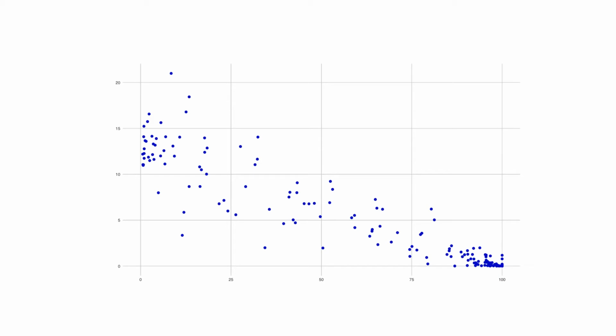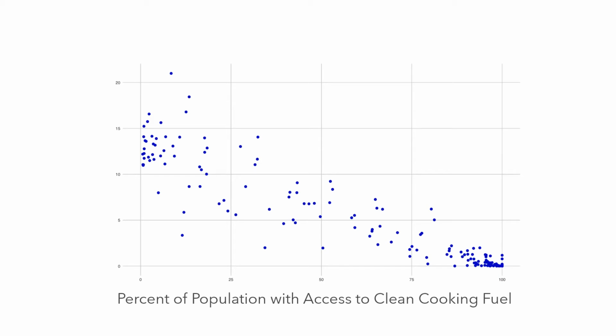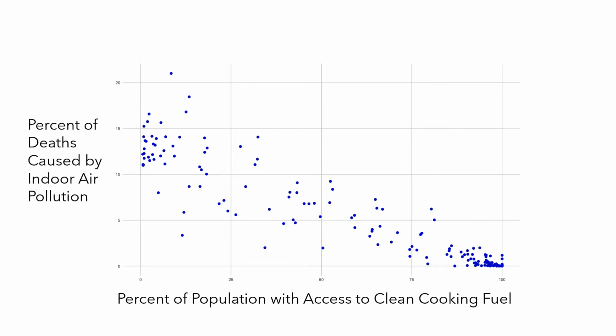In previous videos, we were looking at the relationship between the percent of the population with access to clean cooking fuel and the percent of deaths caused by indoor air pollution. We noticed the linear relationship between the two variables and computed the correlation of negative 0.934, which suggested a strong negative linear relationship.